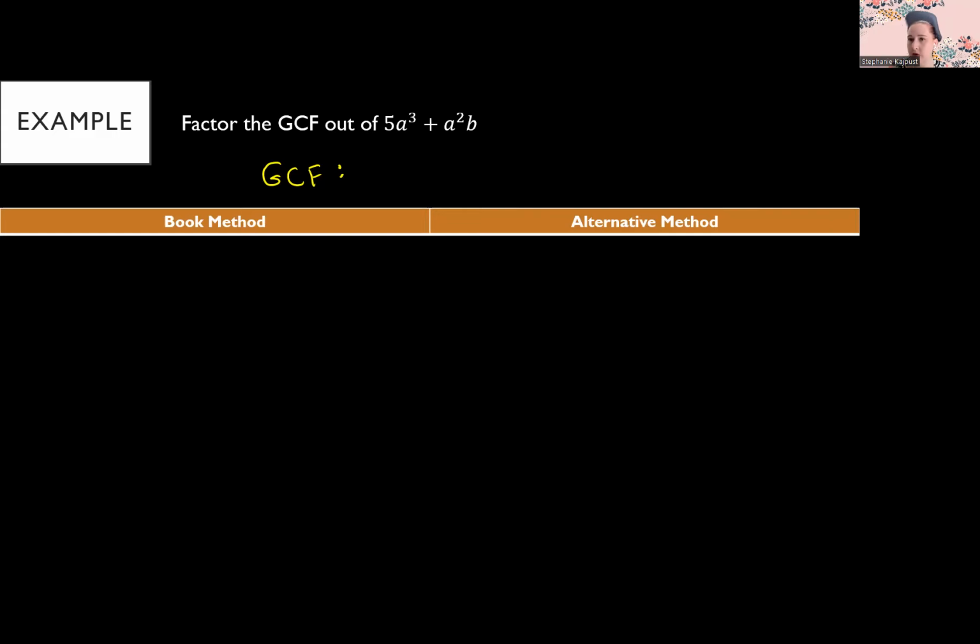So then we move on to the variables. Both terms here have an a, and so you take the smallest exponent. The first term has an exponent 3 on the a. The second term has an exponent of 2 on the a. So the smallest exponent, 2, is smaller than 3, so our greatest common factor is going to have an exponent of 2 on the a. And then we have a variable b, but it's not in both terms. It's not in common, so that's not part of the greatest common factor. So our greatest common factor is going to be a squared.